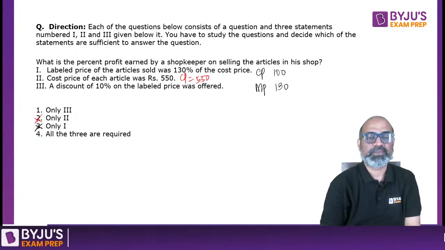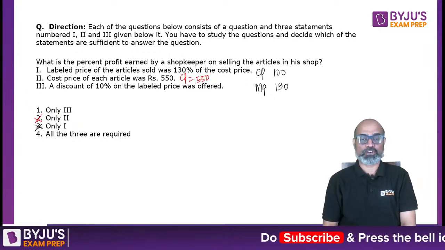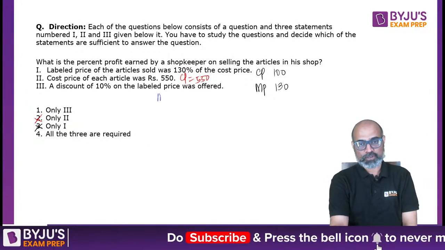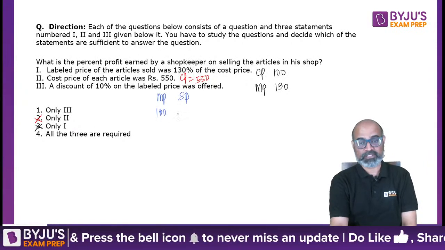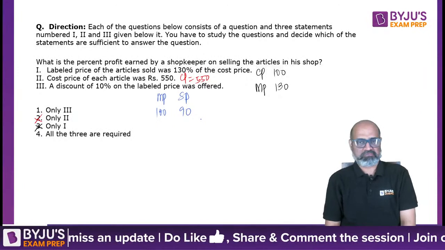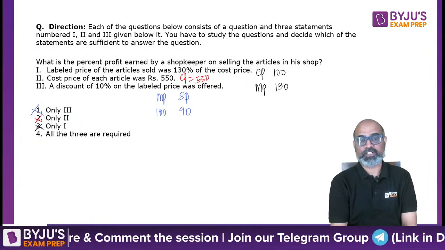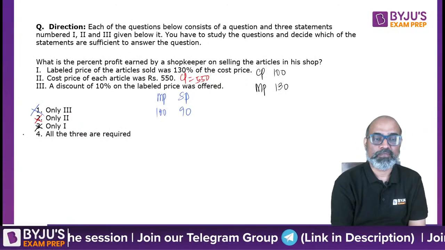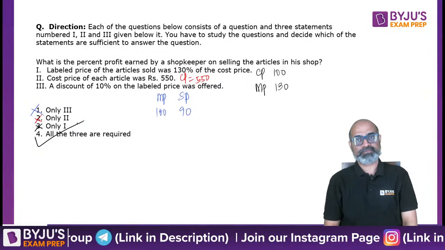Let's look at the third one. A discount of 10% on the labeled price was offered. Fine. If I assume the mark price as 100 rupees, then my selling price was 10% less. It was 90 rupees. But what is the cost price here? Don't know. So third statement will also not help us solve it. So where do we end up with? एक ही ऑप्शन बचता है. तीनों चाहिए होंगे हमें.